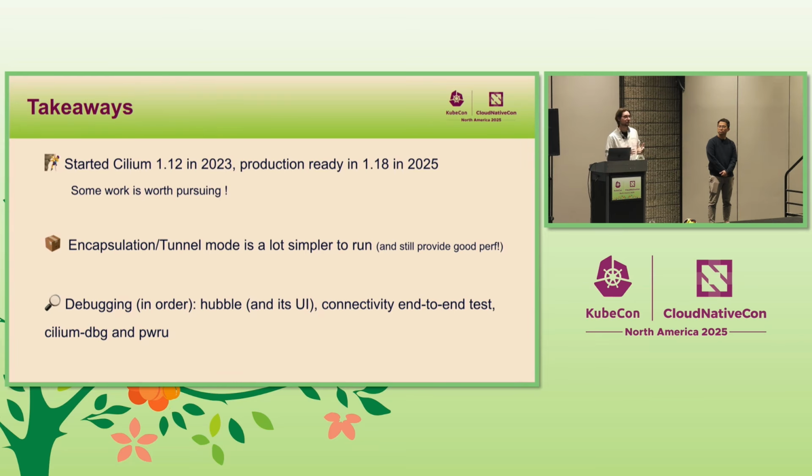So if you have to debug something with Cilium, we would recommend starting with Hubble and Hubble UI, which will probably cover most use cases. Then move to the connectivity end-to-end test, which is also very good at figuring out what doesn't seem to work and what seems to be working, to narrow down the problem. And finally, if you need very fine-grained information about what's going on, the Cilium debug command and pwru are great tools to understand where the packets are going and why they are dropped or not.